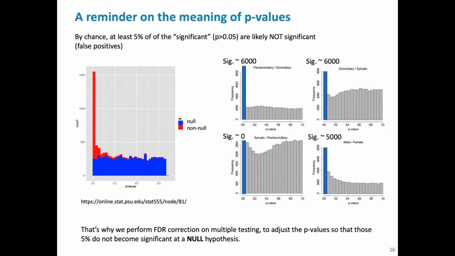And that's why we do FDR correction when you do multiple testing, to adjust for those 5% so they do not become significant if you have a null hypothesis, which is this one. But the idea is to reduce false positives, but you will not eliminate them in any way.